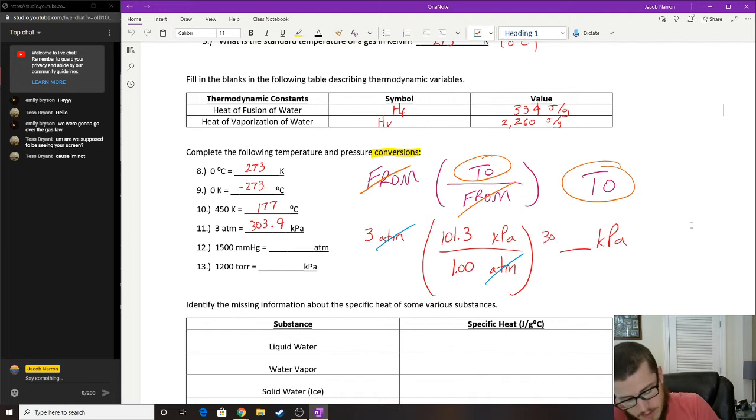I can write it over here, but I'm about to erase it. Okay, 303.9. Wow, that was a good 3. I know you guys missed my handwriting. So that's that. 12 and 13 are going to be exactly the same. Okay, exactly the same method.